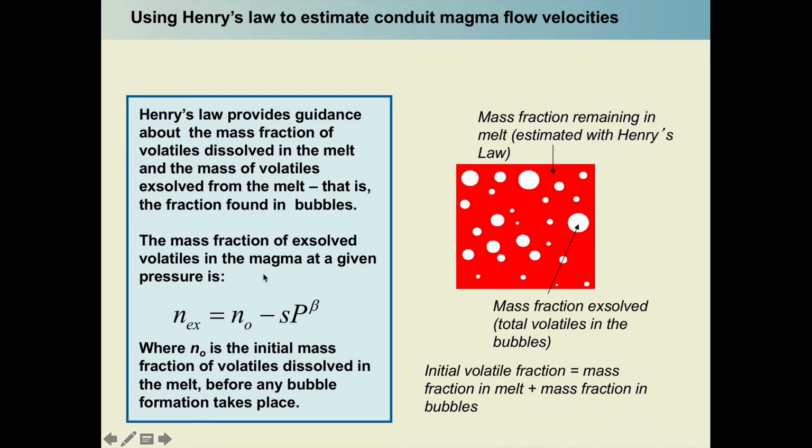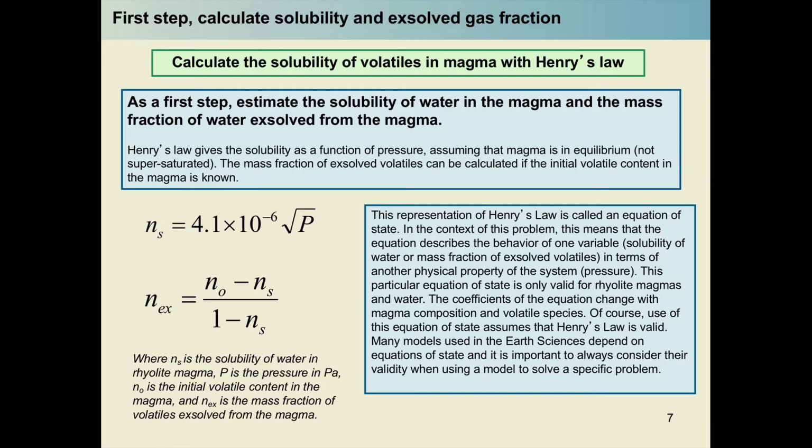So the mass fraction of exsolved volatiles in the magma at any given pressure is given by this formula of Henry's law, which is N_ex, that's the exsolved mass of the volatiles in the bubbles, is equal to N_0, that's the initial mass fraction of volatiles dissolved in the melt before any bubble formation takes place, minus S, which is a constant, times P to the beta, which is going to be your exponent here for Henry's law. So you're going to use this formula for Henry's law to estimate the solubility of water in the magma and the mass fraction of water exsolved from the magma.